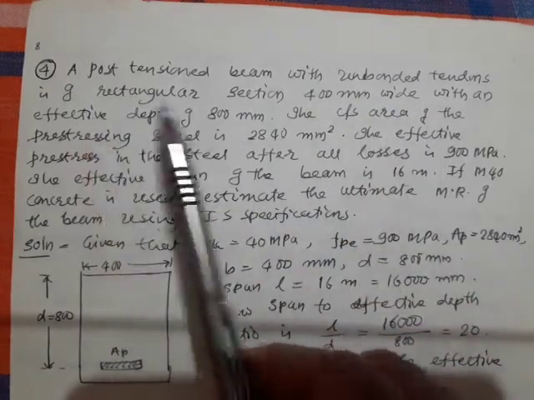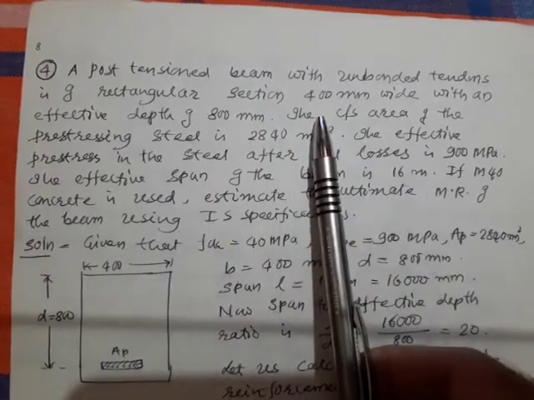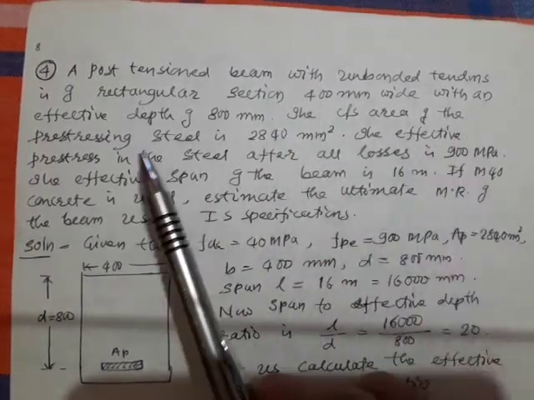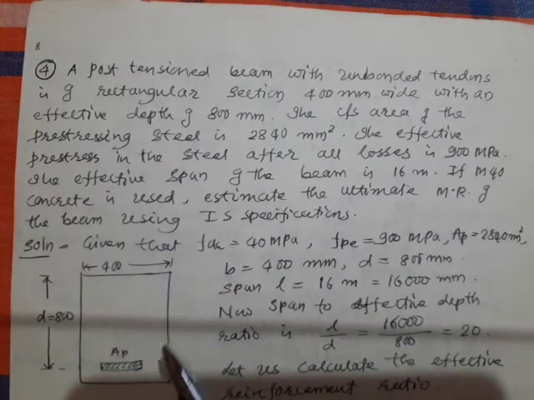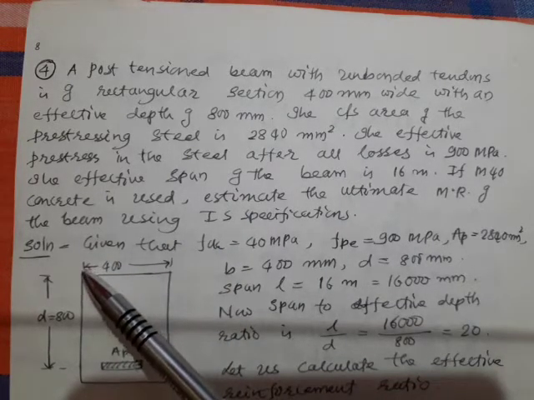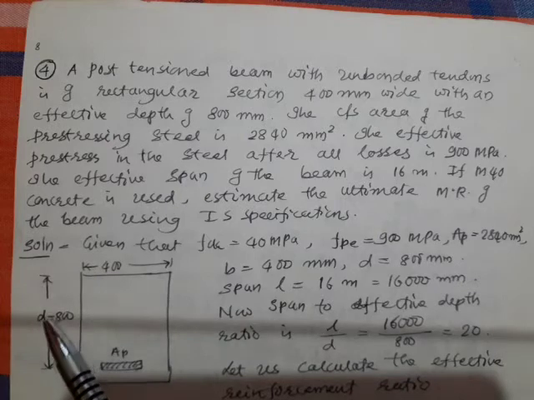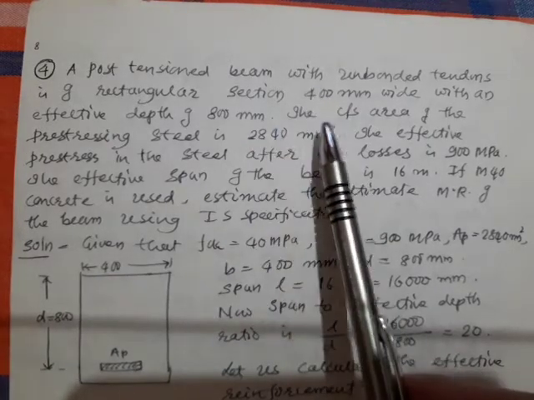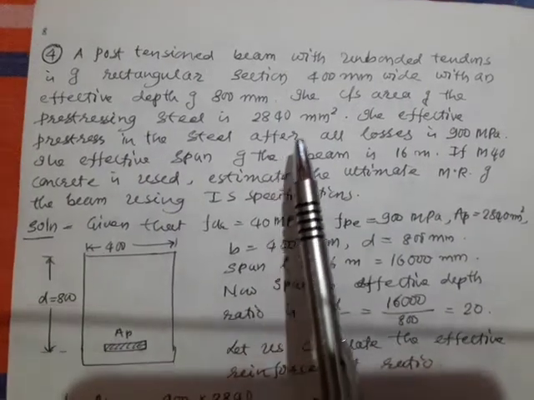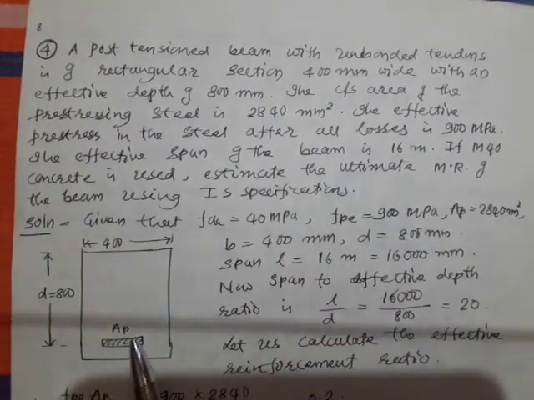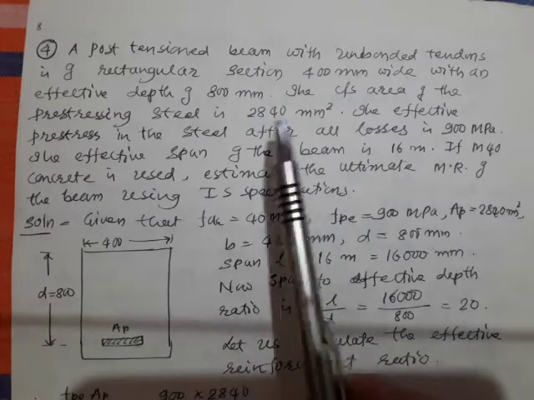It is of rectangular section, 400 mm wide with an effective depth of 800 mm. So you can see here 400 mm wide, and your AP has been kept at an effective depth of 800 mm. So the effective depth also he has given. The cross sectional area of pre-stressing steel is 2080 mm square. In the sense, AP, area of pre-stressing steel, is 2080.